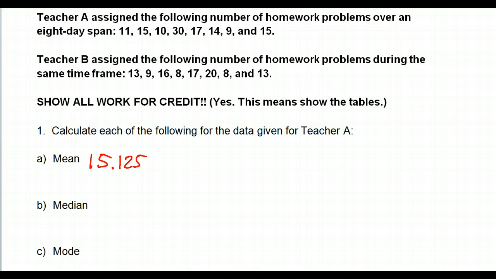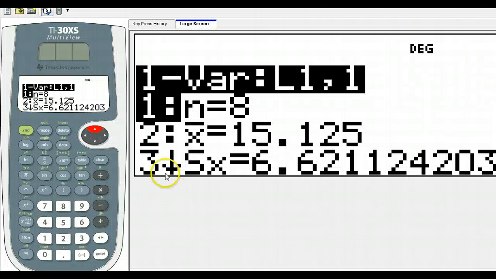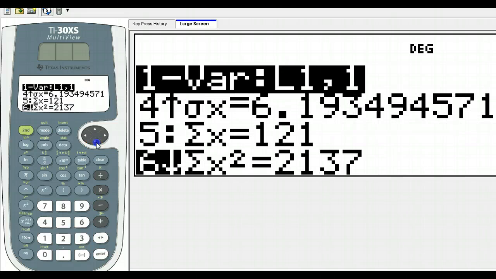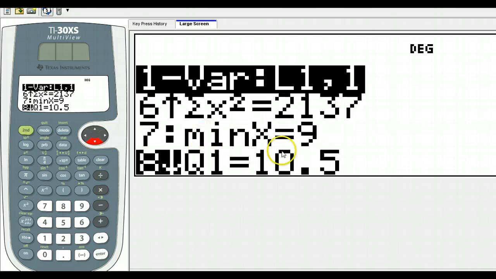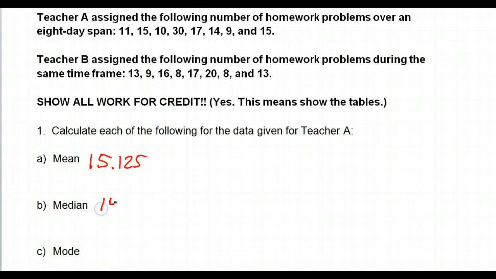Now the median. The median is also in this list. I just hit the wrong button. If we scroll down looking for the median, alright, by the way, that's the minimum value, the lowest number. Okay, item number 9 here, MED, that stands for median. So the median is 14.5. So let's write that down. So 14.5 is the median. Now, the calculator is not going to help us out with the mode.